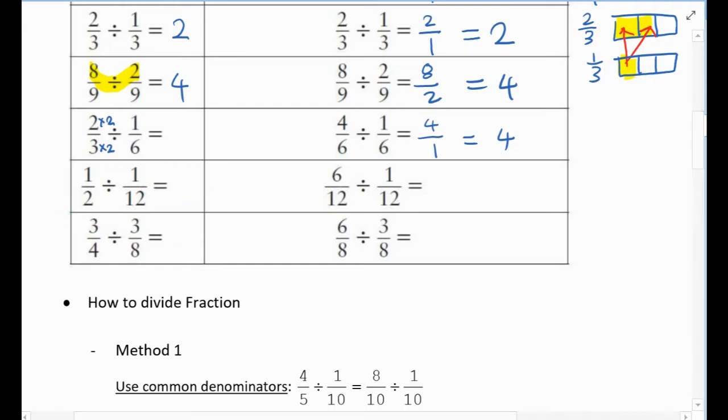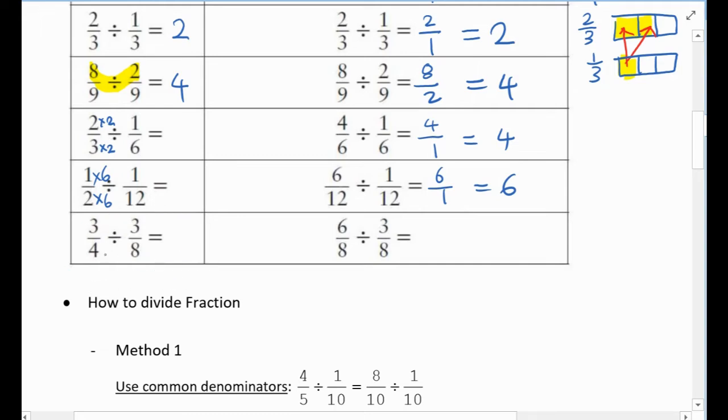Again, they have a different denominator. So we're going to make the common denominator by multiplying by one number. 6 and 6. Then it becomes 6 over 12. And we ignore the denominator. We look at the numerators. That is 6 over 1. The answer is 6.